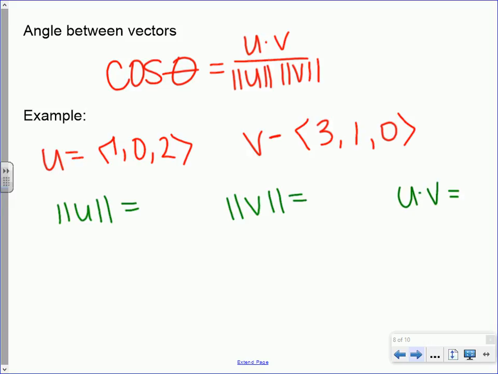What's the magnitude of u? What's the magnitude of v? And what's the dot product? 3?